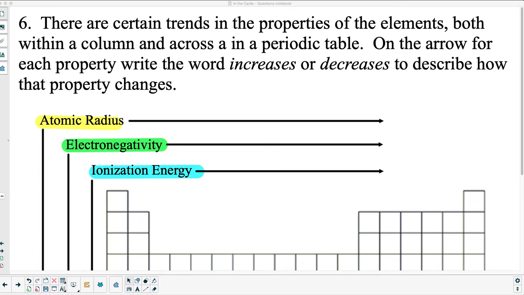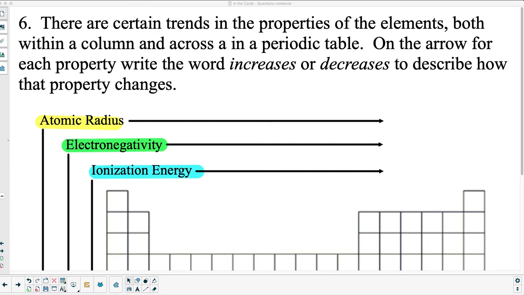All right, class. This is number 6. If you keep flipping in the worksheet packet for It's in the Cards, you should come to this page where it says there are certain trends in the properties of the elements, both within a column and across the periodic table. For each property's arrow, write the word increase or decrease to describe the property that changes. Notice that for atomic radius, electronegativity, and ionization energy, I have different colors for them.